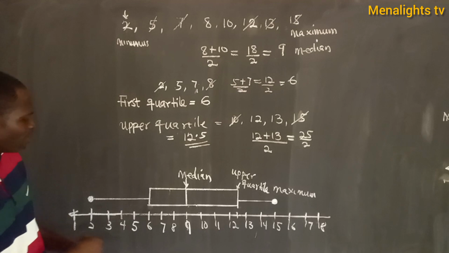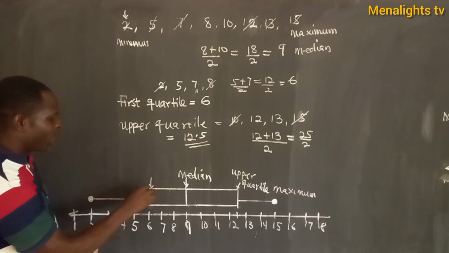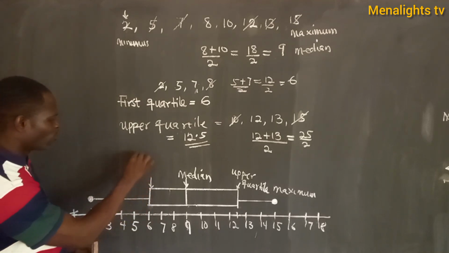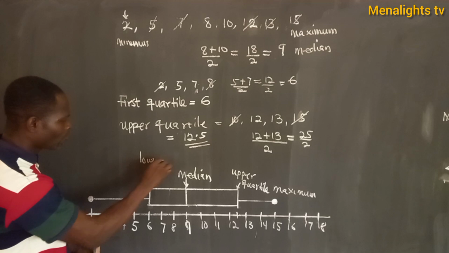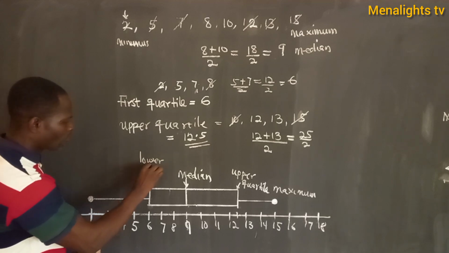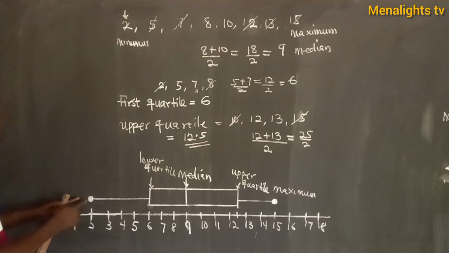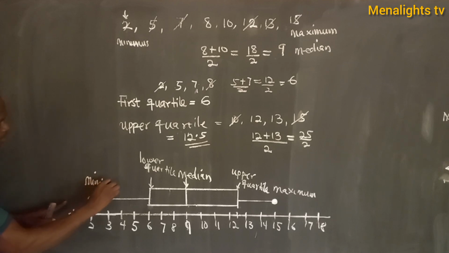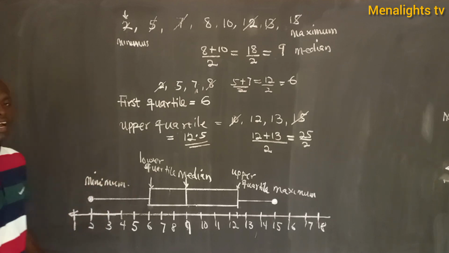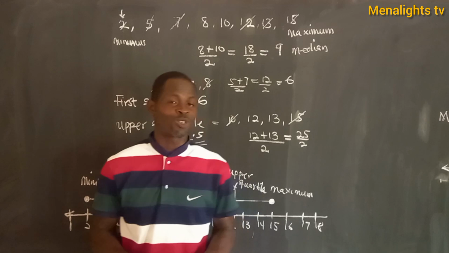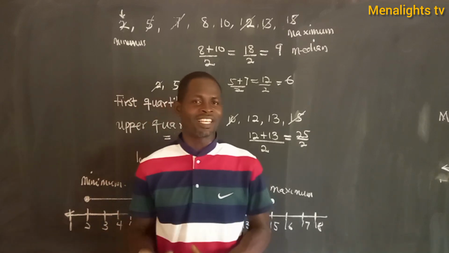Then from the median, we have our first, or the lower quartile. Then this is where we have our minimum here as well. I hope this lesson is well taught and well explained.